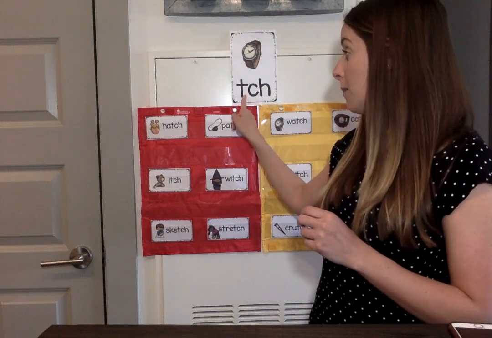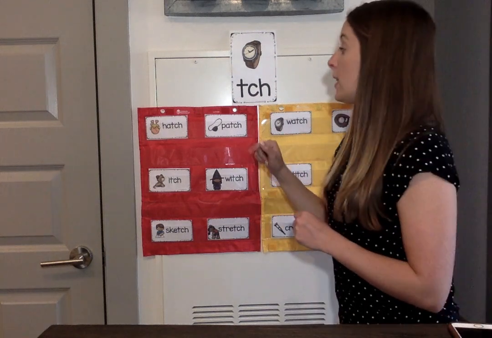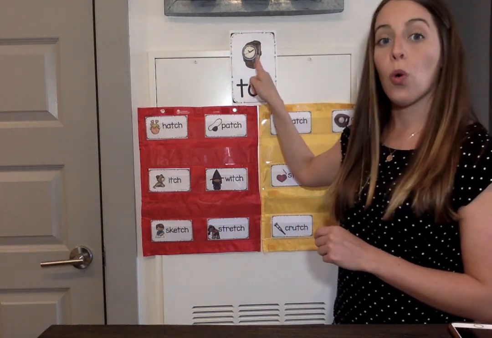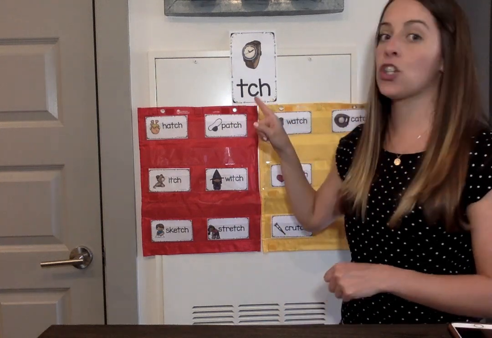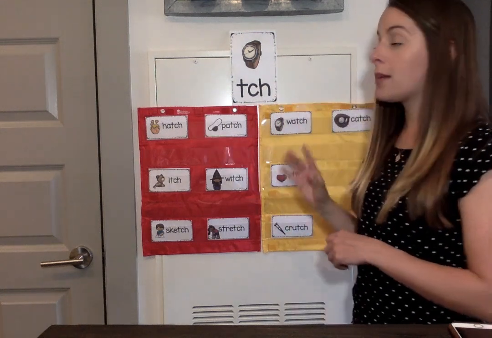We are not going to hear the T in the beginning of it. So the T is what we call a silent T. So when you see TCH at the end of a word, it's just going to say ch. Let's review our little poster that we have here. We say TCH, watch, ch. Repeat, TCH, watch, ch.